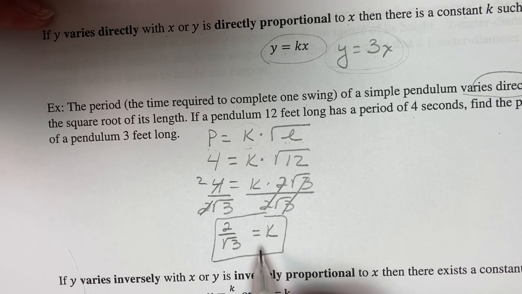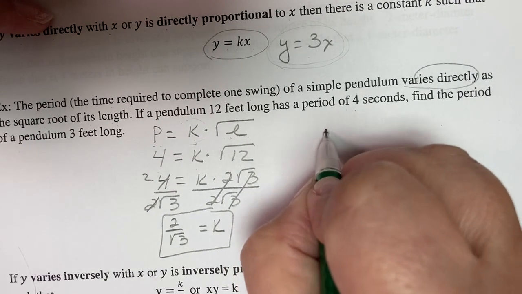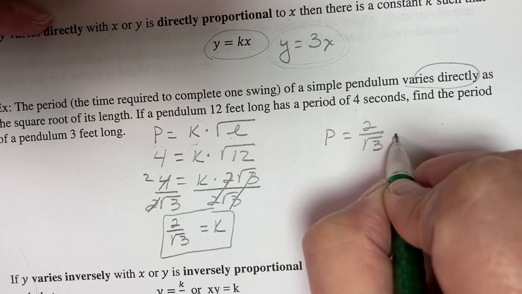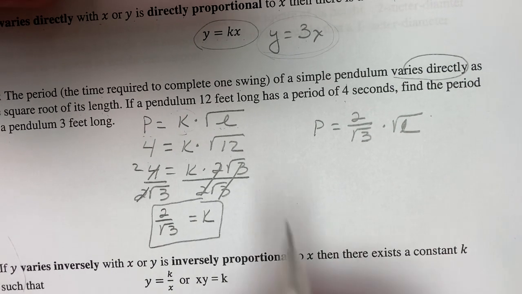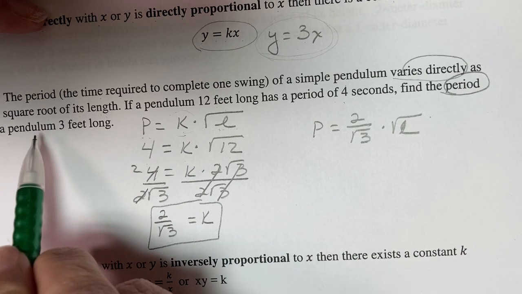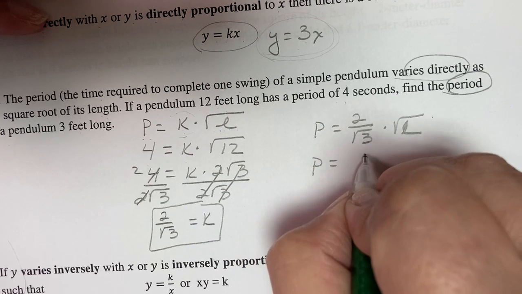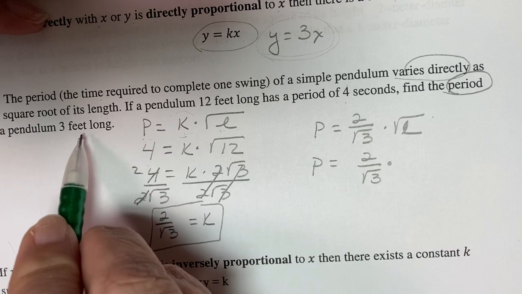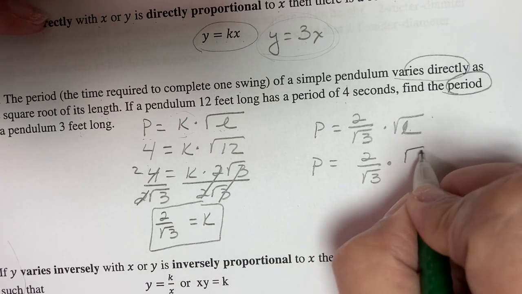Okay, so now that I have K, I'm going to plug it in. So now P is equal to 2 over root 3 times the square root of L. So now I have my equation. Now it says find the period. So I'm looking for P if the pendulum is 3 feet long. So P is equal to 2 over root 3 times, it says my pendulum is 3 feet long, so that means L is 3, so times the square root of 3.